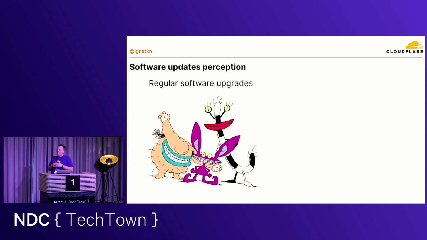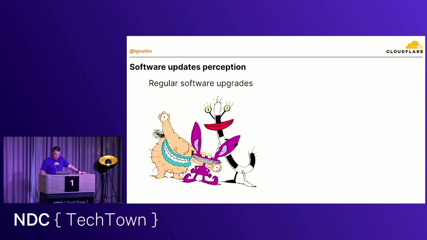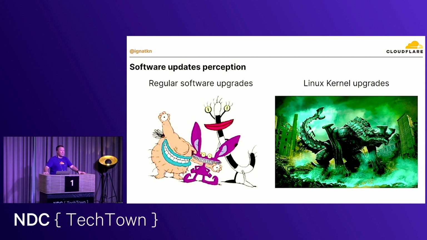But there are different types of upgrades. For a regular software update, yes, we don't like them. We see them as some kind of monsters, but not scary monsters. They're more like annoying, ugly monsters, which make our life a little bit harder. However, if it comes to Linux kernel upgrades, the perception is much different, right? Because we see a kernel upgrade, especially in a production system, as something really scary. It's that all-destroying monster which can destroy our universe.